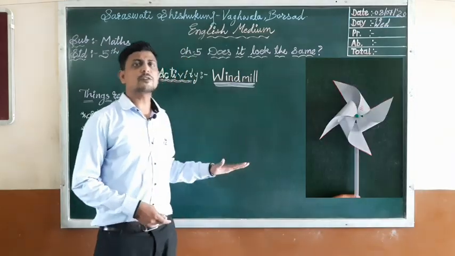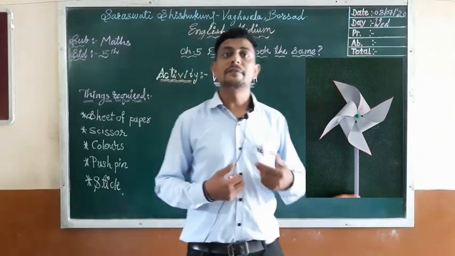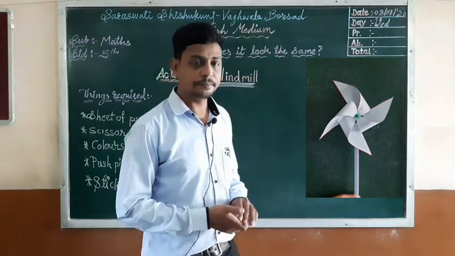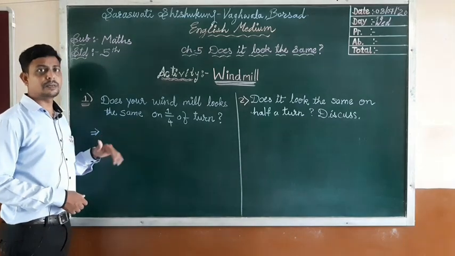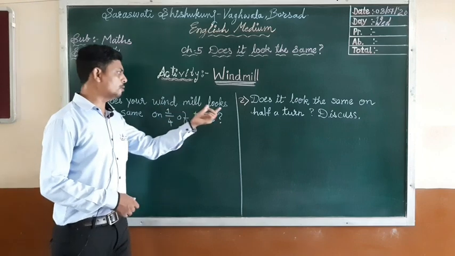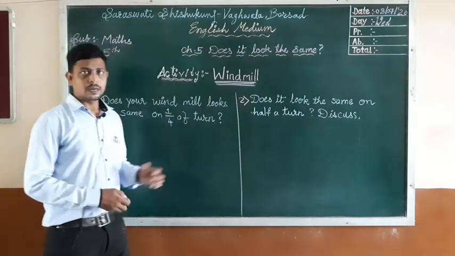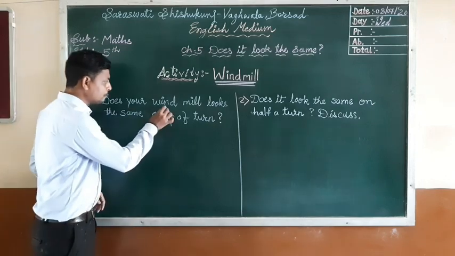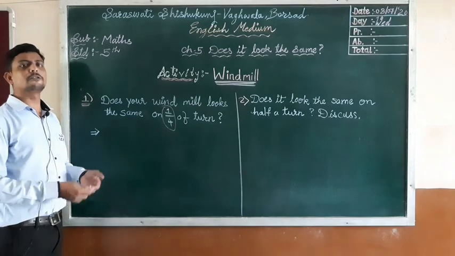Now on the basis of this windmill we have to solve 2 questions. Which are the 2 questions? Let's solve them one by one. First question, does your windmill look the same on 1/4 of a turn? First of all, what is 1/4 that we have to learn? We have learned it already in fractions in 4th standard.